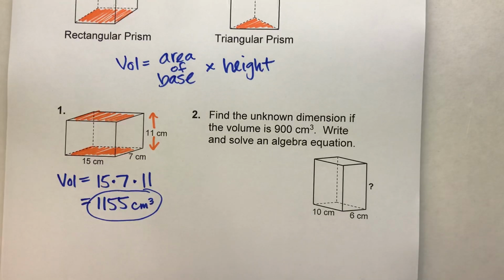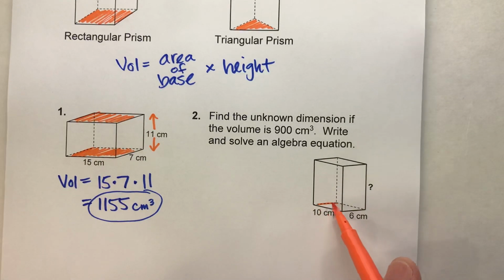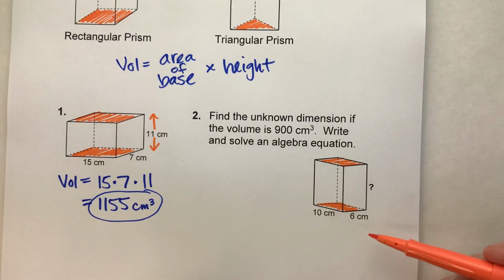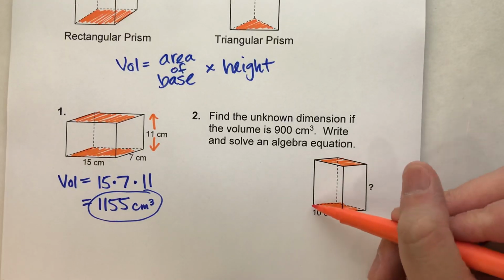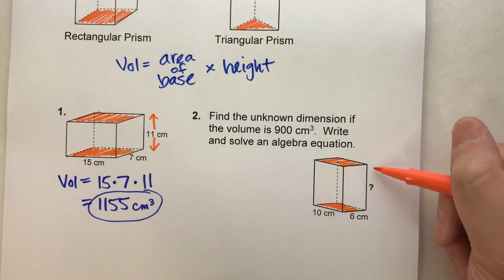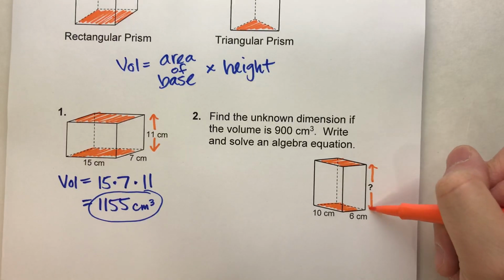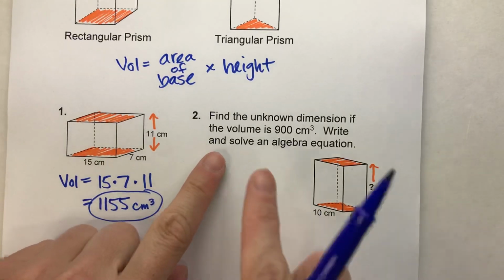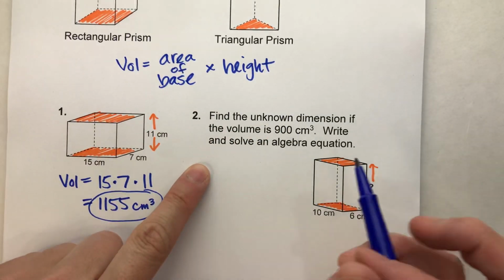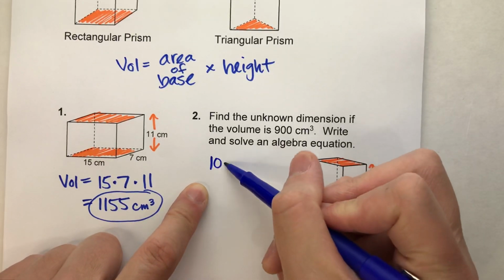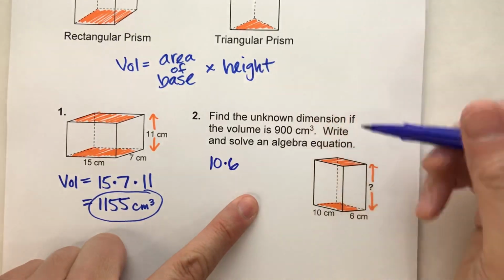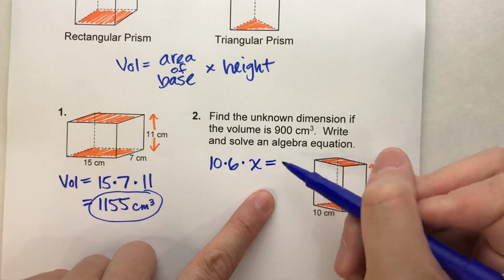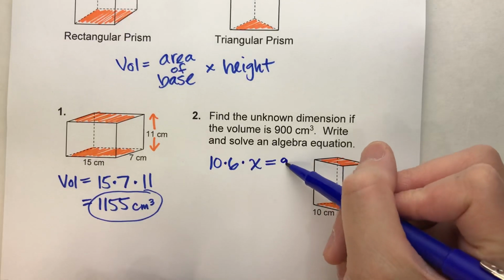Okay, so just like before, I'm going to start by shading in my base so I know what's what. And now that we've done that, we can kind of see that my base is 10 times 6. My height is the missing bit of information here. All right, so let's set this up. The volume of a rectangular prism is the area of the base, 10 times 6, times the height, which we don't know. I'll call it x. And that should equal the volume. In this case, the volume is 900.